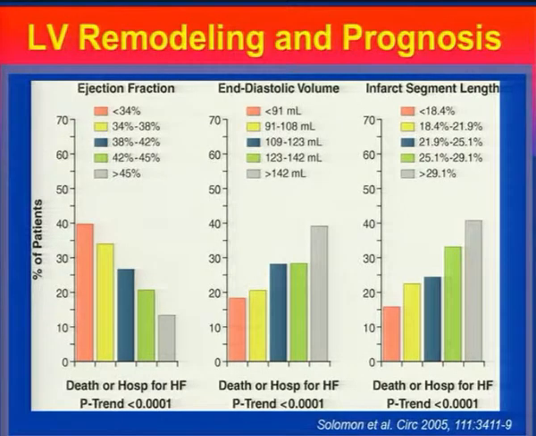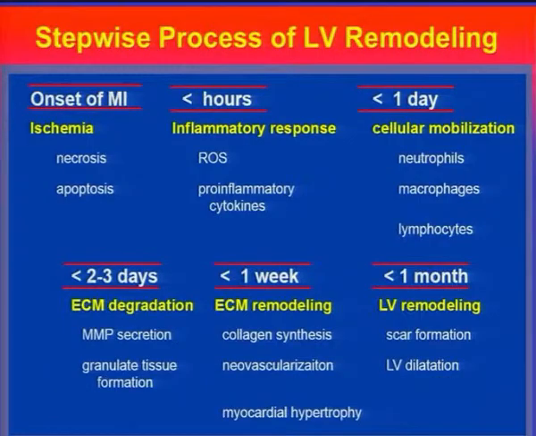So ejection fraction is decreased here, and the diastolic volume and infarct segment length increase, very clearly correlated with the prognosis of the patients. So remodeling is the surrogate marker for patients following myocardial infarction. And let's look at the stepwise process of LV remodeling from the very early time to the months or more.